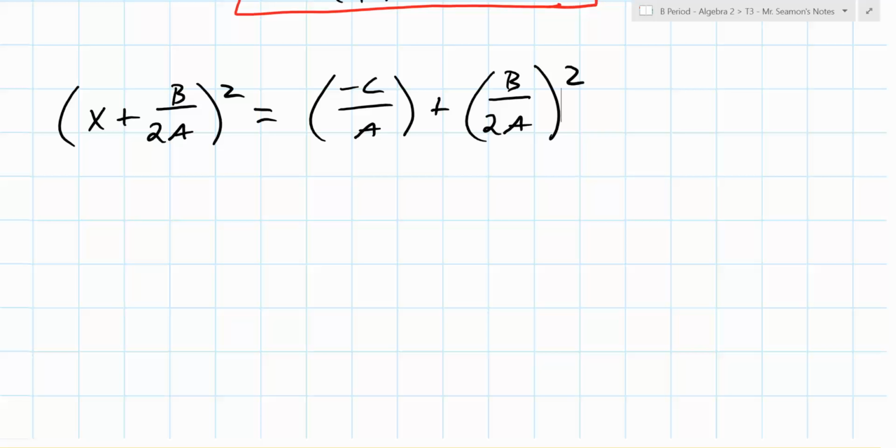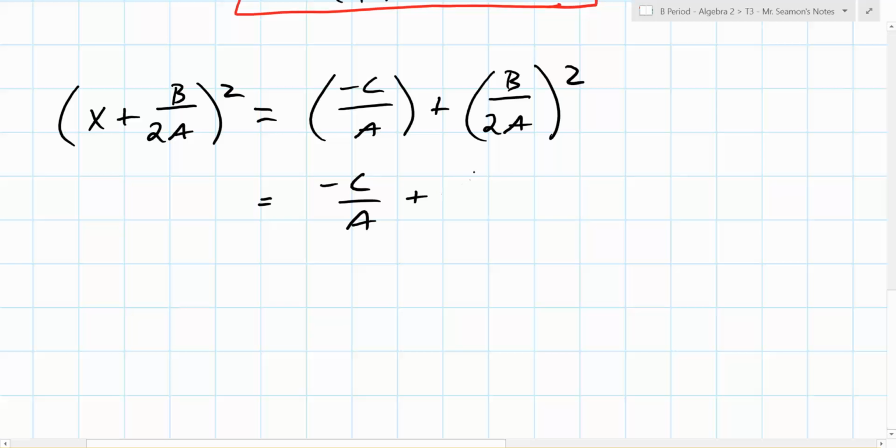What's the one operation we can do on the right-hand side? Yeah, specifically the square, right? So what's it going to be? B squared over what? 4a squared. If we have two fractions and we want to add them, what do we have to do to both of them? Or what do we have to find? We have to get a common denominator. What do we multiply this by to get a common denominator? 4a over 4a. Because we need 4a squared in the denominator.